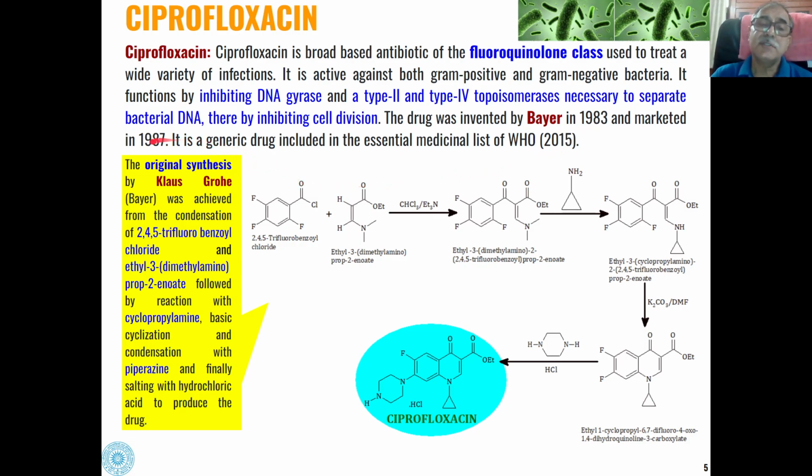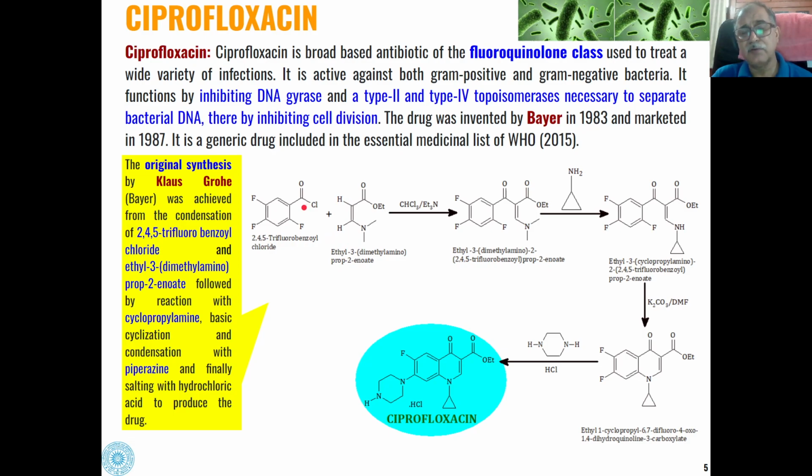The original synthesis by Bayer was given by Klaus Grohe, starting with 2,4,5 trifluorobenzoyl chloride. So when this was reacted with ethyl 3-diethylamino-prop-2-enoate, so this amino ester was reacted with 2,4,5 trifluorobenzoyl chloride. Basically, you know what will happen.